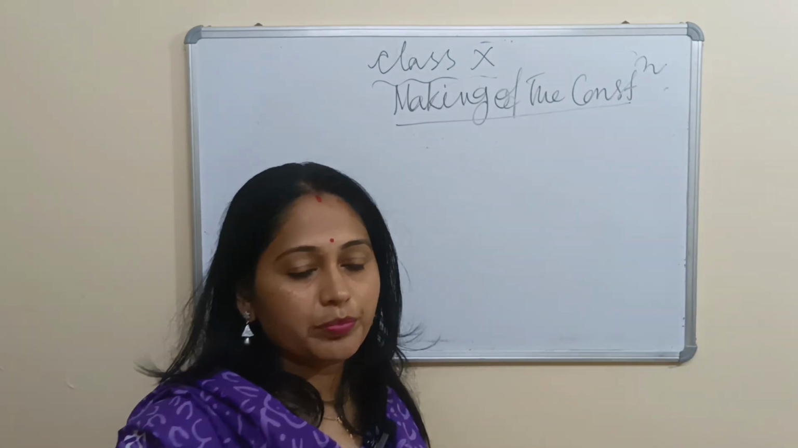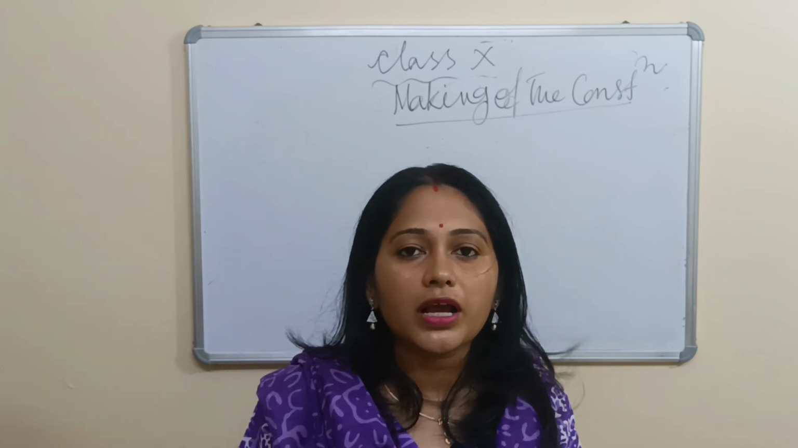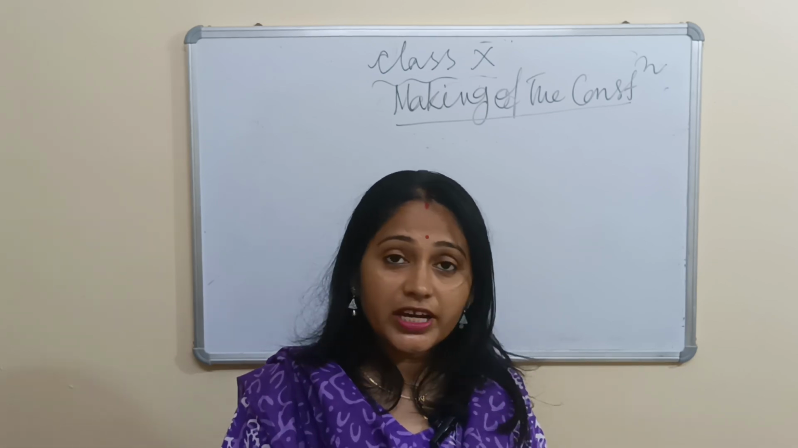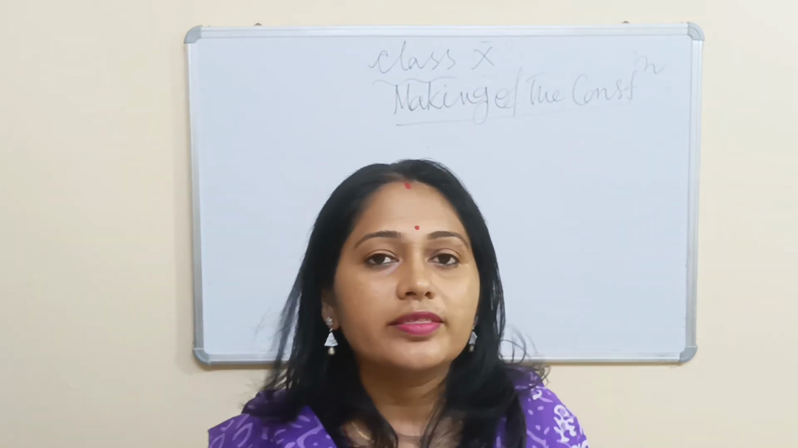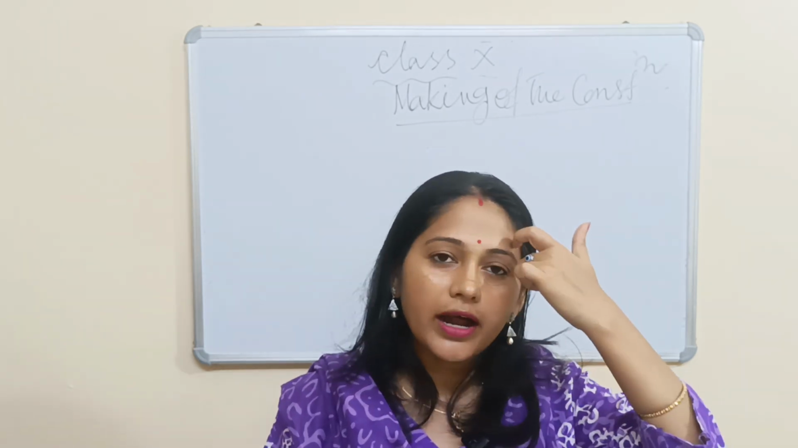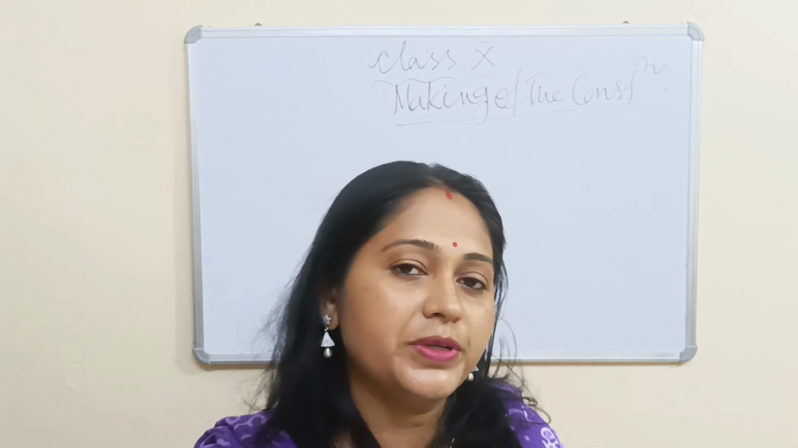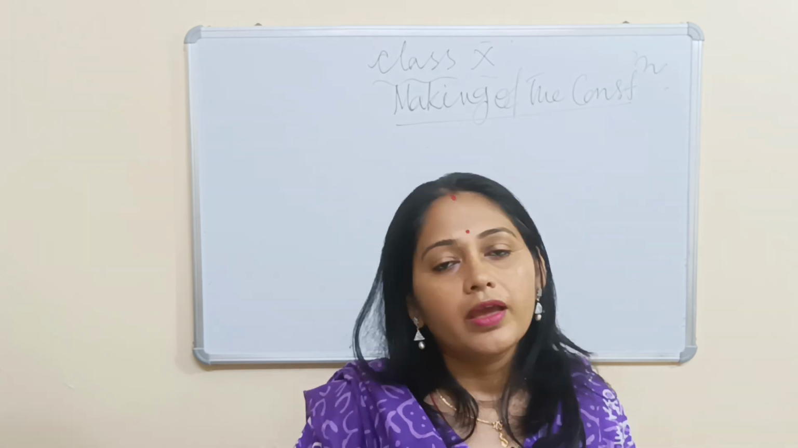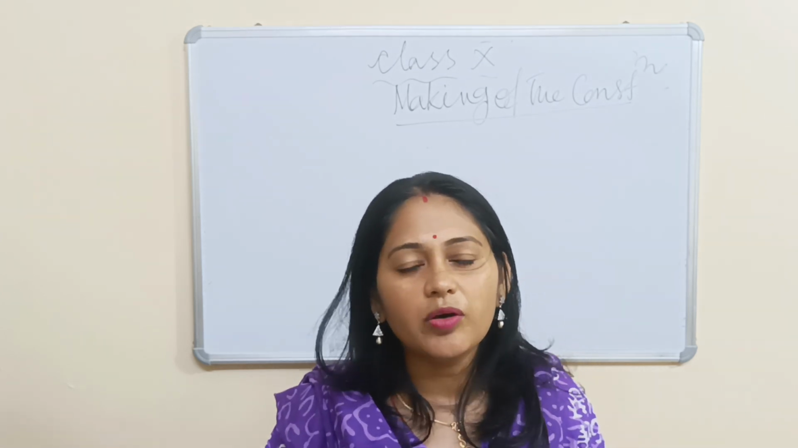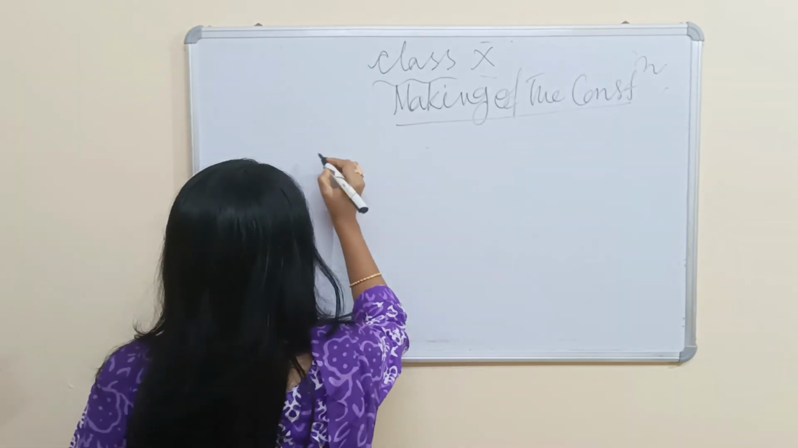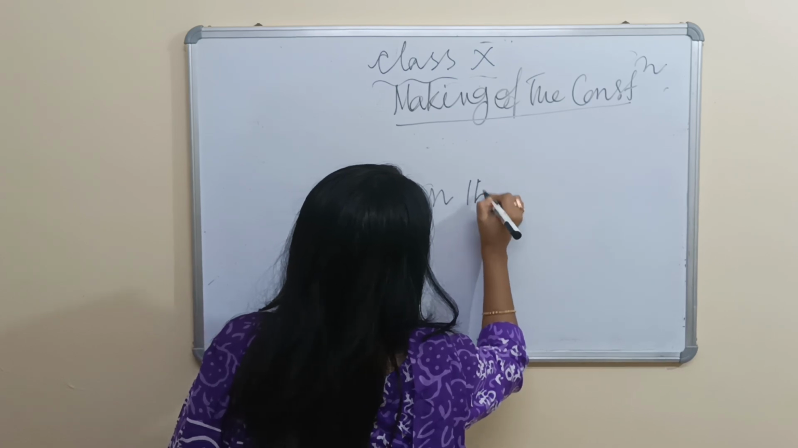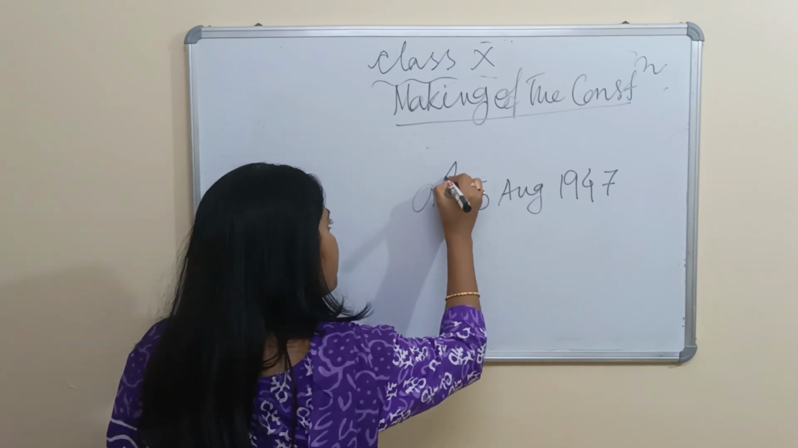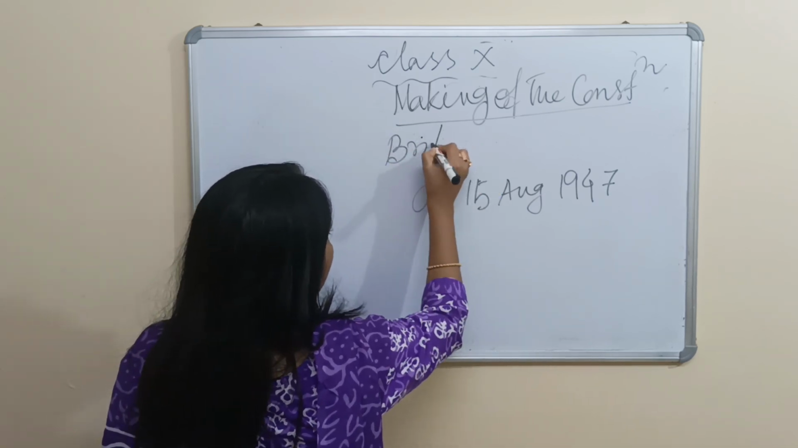So making of the constitution means how is our constitution formed? हम कैसे constitution को बनाया? So dear students, you know that our country was under British rule for a long period. Nearly about 200 years, the British ruled us. And after that, we got our independence on 15 August 1947.